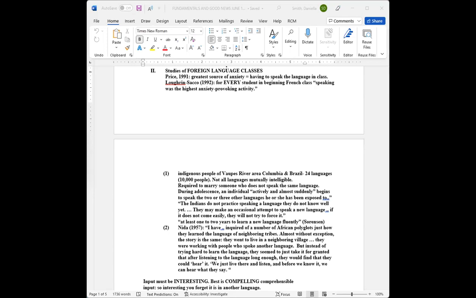Eugene Nida comes up with similar conclusions. He was one of my heroes when I was studying language teaching back in the old days. He discussed a group in Africa who would go to neighboring tribes and work with the other tribe people, okay, and work side by side with them, and how they picked up the language, almost without exception, okay?